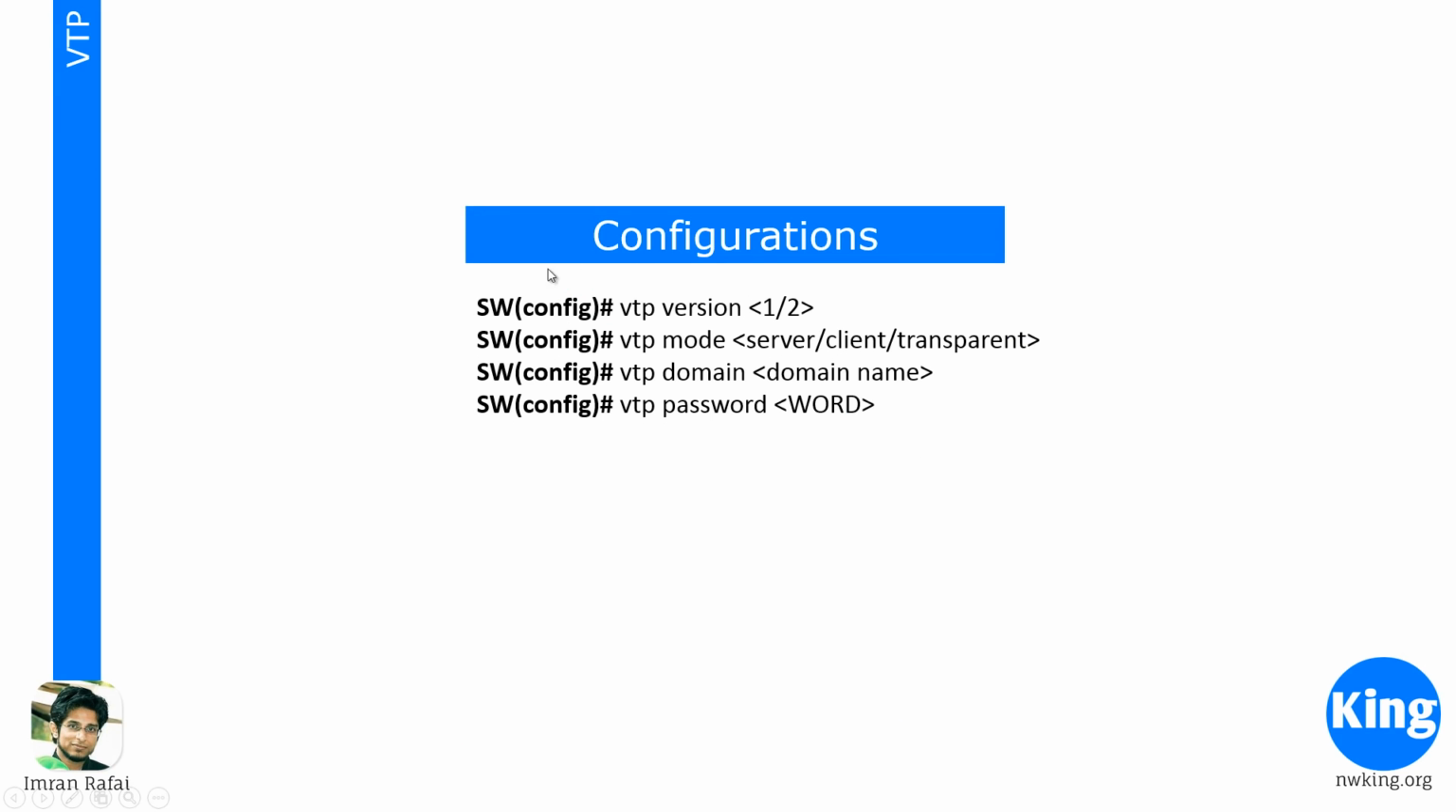So the next topic, so these are the things. VTP configuration: VTP version number 1 or 2, VTP mode server, client, or transparent. Like I said, if you put it in transparent mode, it will not update its own VLAN database, but it will pass those advertisements to the neighboring devices. VTP domain name, set a domain name. VTP password, just put a password.